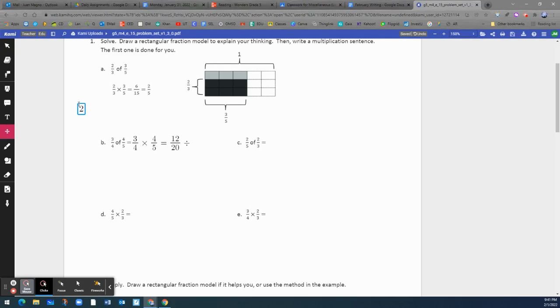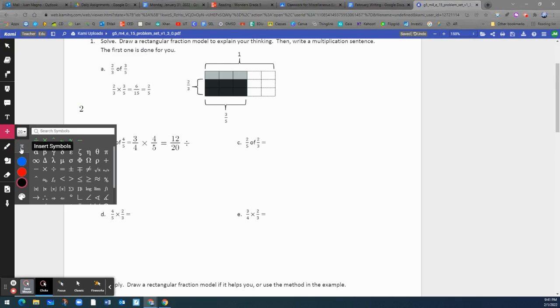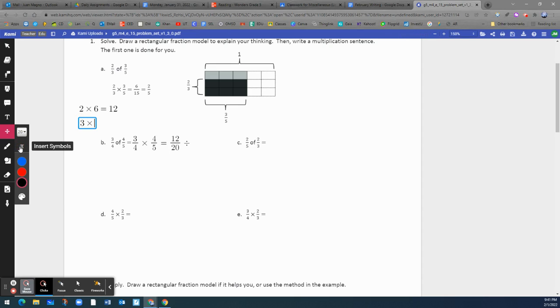A 2 can be multiplied, let me insert this right here, by a 6, and it will give you a 12. Also, the 12 can be multiplied to get 12 again: we can multiply 3 times 4, and that will equal 12. Okay, it has a 2 as a factor, let me get a different color, a 6 as a factor, a 4 as a factor, and a 3 as a factor. And this is just one way to explain this fraction.